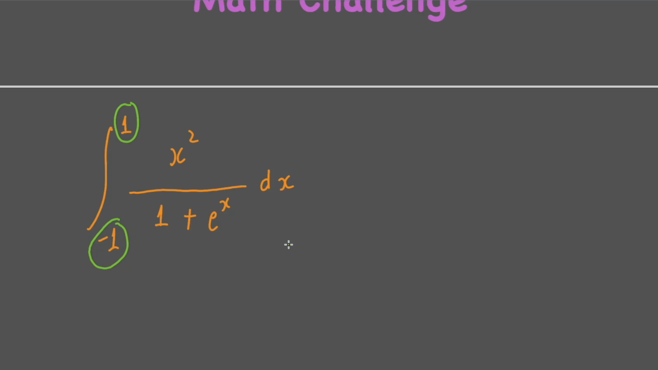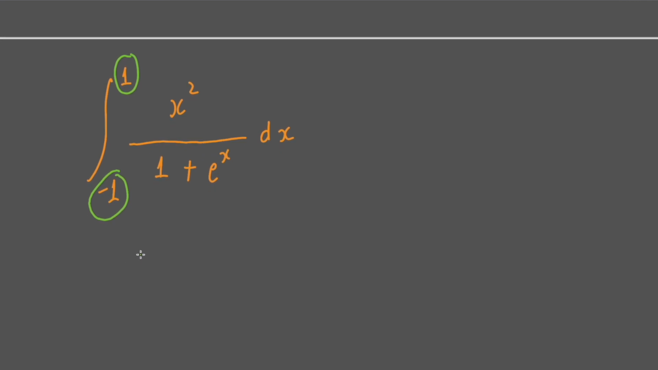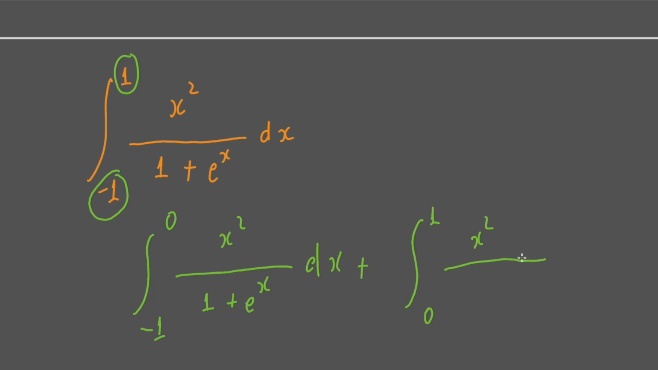From -1 to 1, we can divide into two integrals: the integral from -1 to 0 of x squared over 1 plus e power of x dx, plus the integral from 0 to 1 of x squared over 1 plus e power of x dx. So that is the first thing we can do for this integral problem.